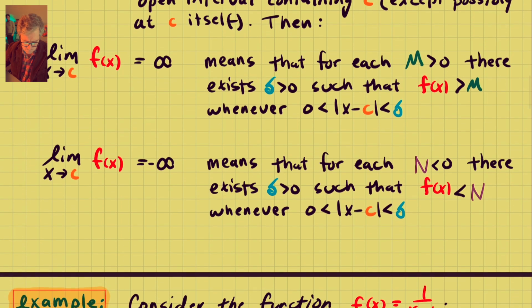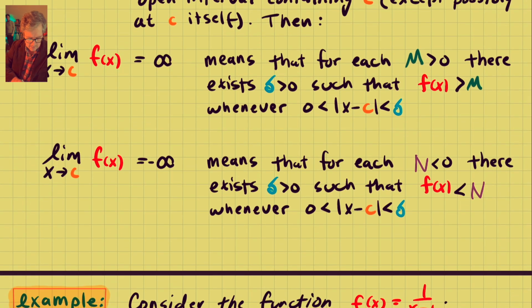And it's very similar in the case of the limit being negative infinity. Instead of saying m is greater than 0 and m can be arbitrarily large, we say that n is less than 0 and n can be arbitrarily small, right? Meaning more negative. It's large in absolute value, but negative, very, very far out on the negative number line, right?